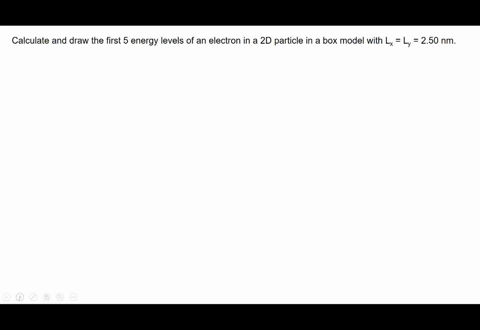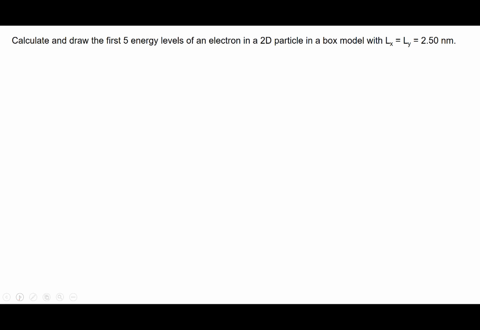What I'm going to talk about now in this video is how to calculate and draw the first 5 energy levels of an electron in a 2D particle in a box model with Lx and Ly equal to 2.50 nanometers, so it's going to be a perfect square in these cases. First things first, we want to write out what our equations are.